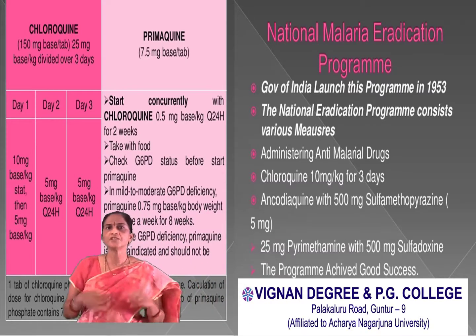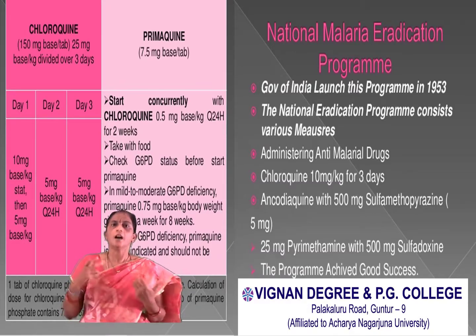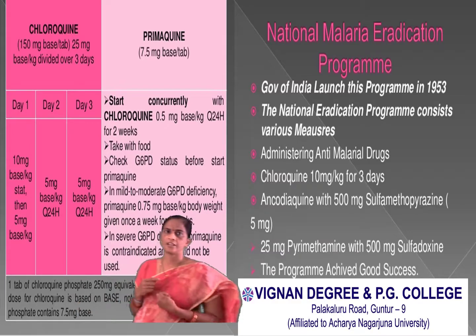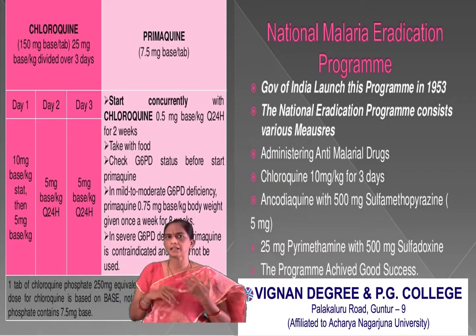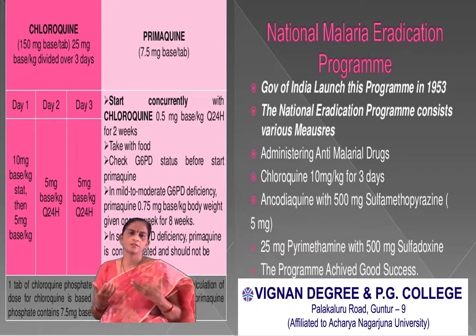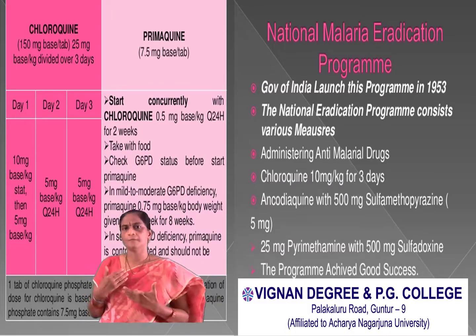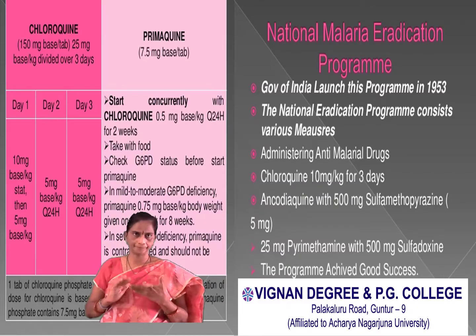So there was a National Malaria Eradication Program. The Government of India launched this program in 1953. The national eradication program consists of various methods. The measures are administration of anti-malarial drugs, that means chloroquines. They educate the people how to avoid the mosquitoes. So these are the National Malaria Eradication Program. This program was conducted by our government.